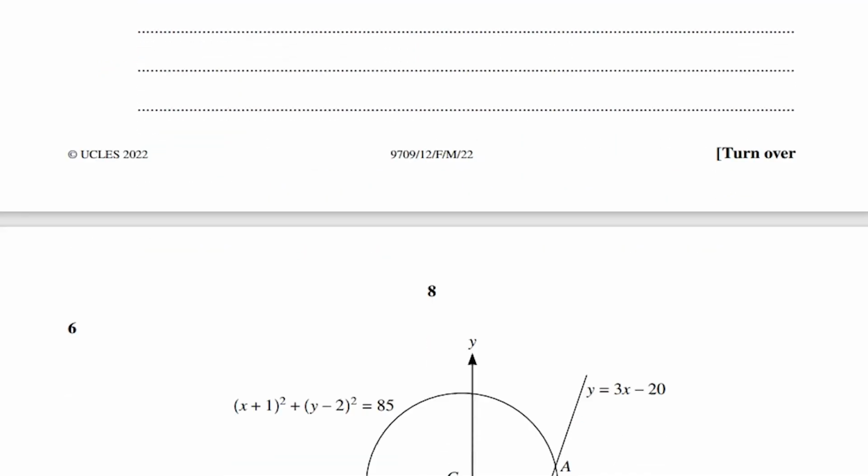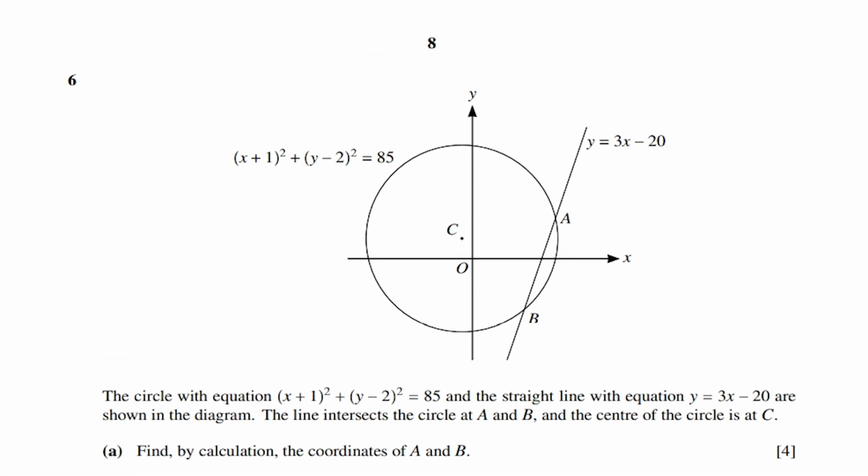Now, in question number 6, we have a circle. The circle with equation x plus 1 whole square plus y minus 2 whole square is equal to 85, and the straight line with equation y is equal to 3x minus 20 are shown in the diagram. The line intersects the circle at A and B, and the center of the circle is at C. Find by calculation the coordinates of A and B. Okay, so we have to find the coordinates of A and B.